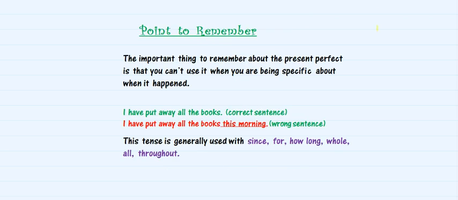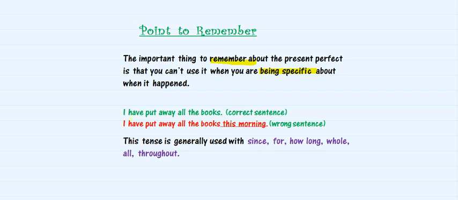Let's see a few points to remember while we are using the present perfect tense. The most important thing that you need to remember about this tense is that you cannot use it when you are being too specific. When you are being very specific about what happened or when it happened, when it has a lot of specification like exact time or exact ways, then you cannot use the present perfect tense. Let's see with an example.